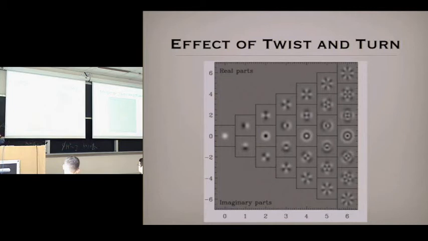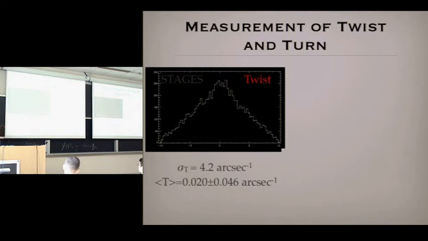And this is what the turn does. It moves things again, but into slightly different components. So it's really quite interesting. Can we measure it? Well, we've tried. It turns out that it's got a much larger variance than the other distortions that we've looked at.